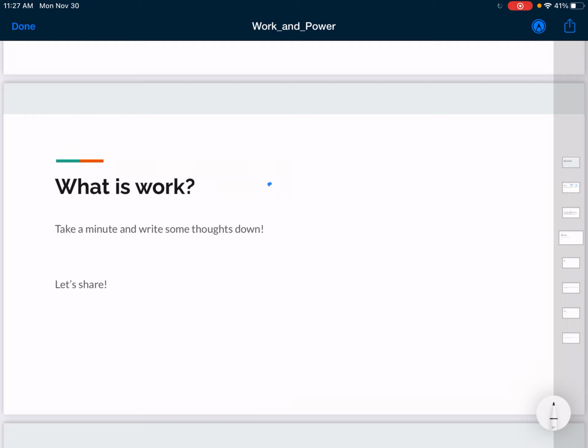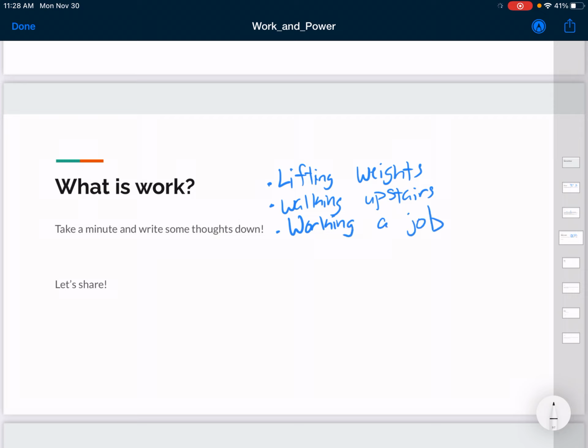Okay, so some of the things you might have written down were things like lifting weights, okay, maybe walking upstairs, maybe some of us even talked about doing something at a job, okay, working a job. Okay, the reality about all these things is that the science definition of work, our definition, actually takes place every single moment during every single day, right? It's kind of the cool part about science.